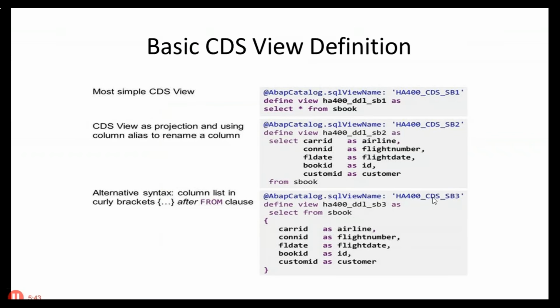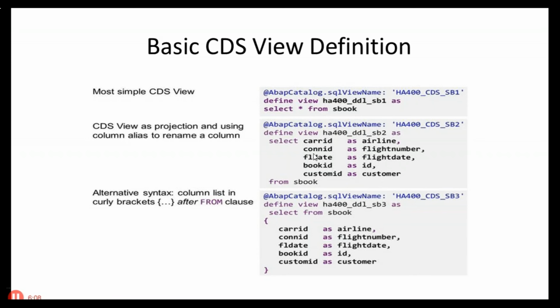So basic CDS view definition, we already have done it. Define view, and this is a view name as, so this is a SQL view name, and this is a view name. The SQL view name should be different than the view name. We have written this select star from sbook. Okay, simple logic. Here, instead of select star, we have written this define view as select.